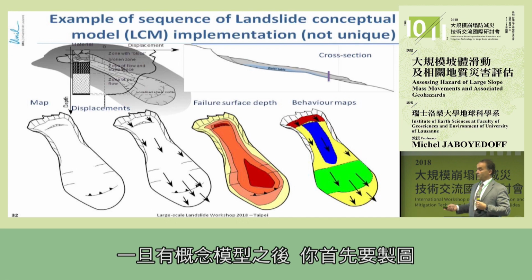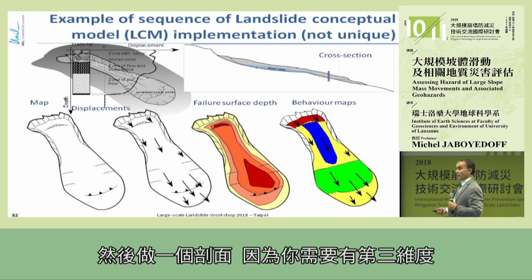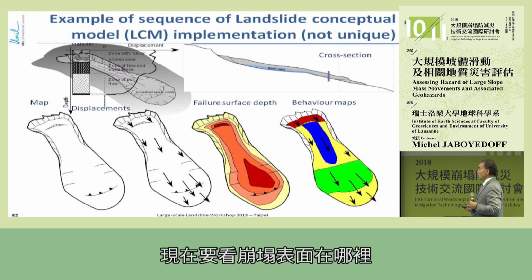So, the second step for a conceptual model will be here. First, you will map it. Second, you can look at the displacement if you are able, by InSAR or any other data. And then you will do a cross-section, because you need to have the third dimension. And so, now you need to look at the failure surface.